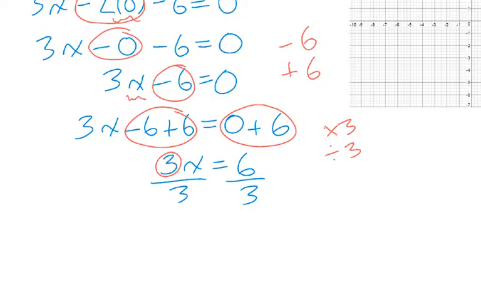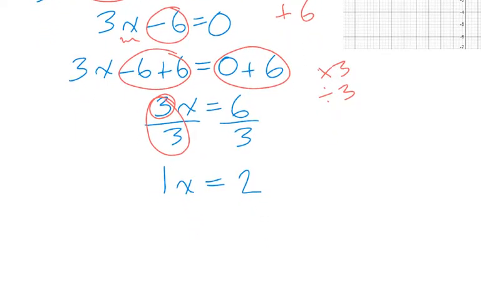Let's simplify some of these numbers. 3 divided by 3 is 1. And 6 divided by 3 is just 2. If you recall, anything multiplied by 1 stays the same. Therefore, I can write this as just x equals 2.